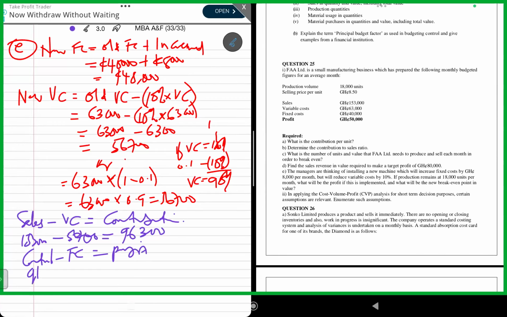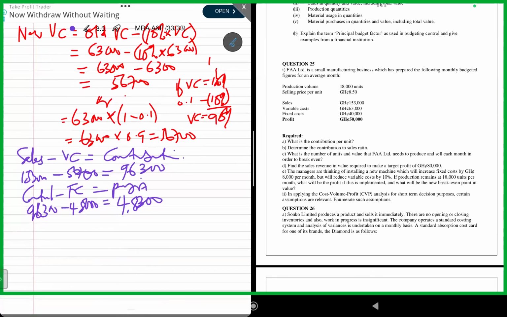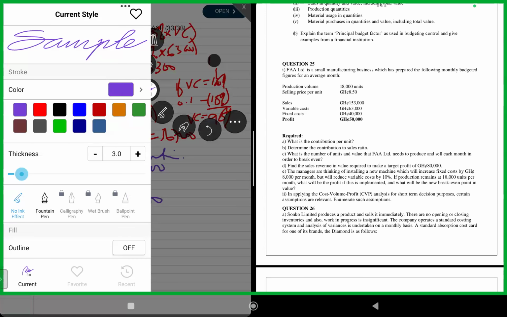So contribution is 9,600. What is the fixed cost? The new one, 48,000. What do we have? 4,800. That's it. Are you good? So that's the profits. I was trying to see if another method will give us the same solution. If it doesn't, we just adopt one.